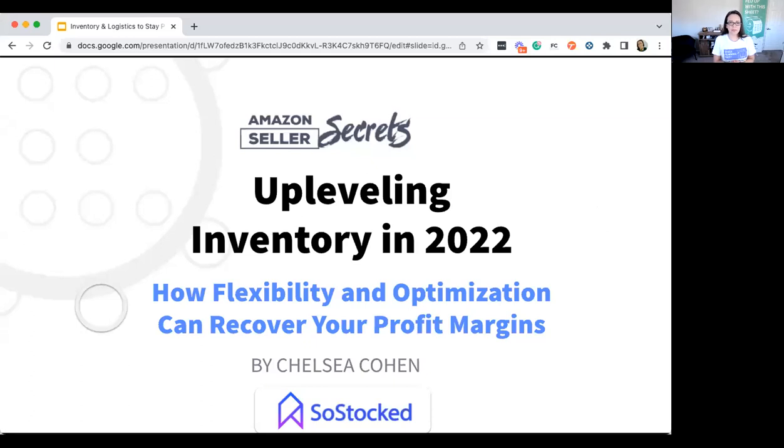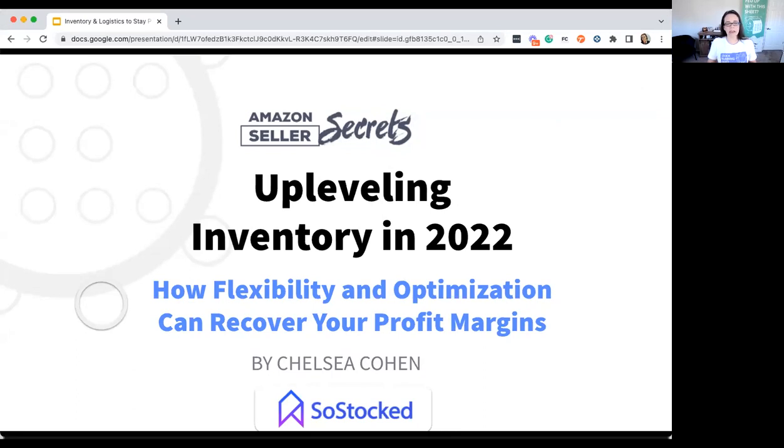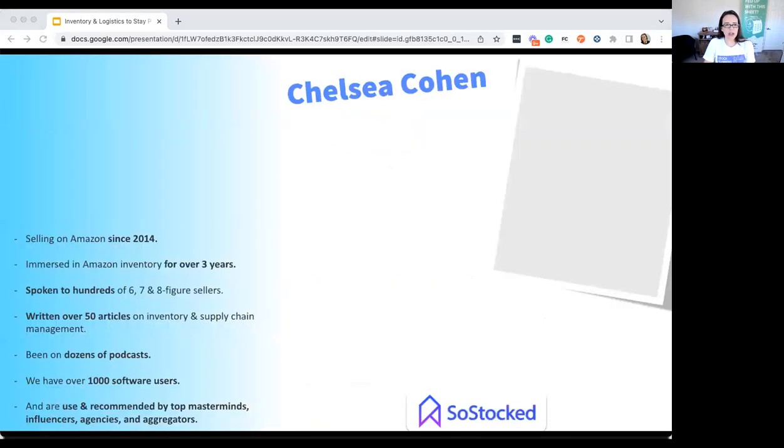All right. Okay, so we're going to be talking about up-leveling inventory in 2022. This topic I want to cover specifically, like I said, both inventory management as well as profit optimization. We're going to talk about flexibility and optimizing for profit and how to avoid stockouts and overstocking.